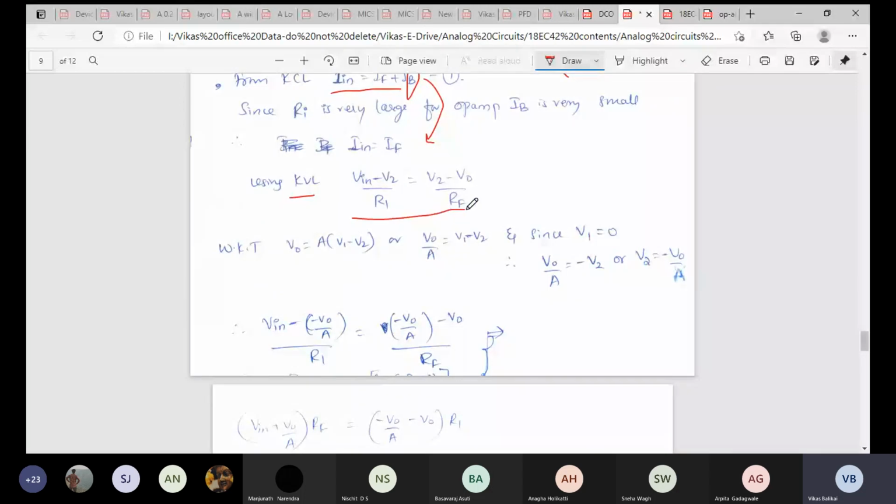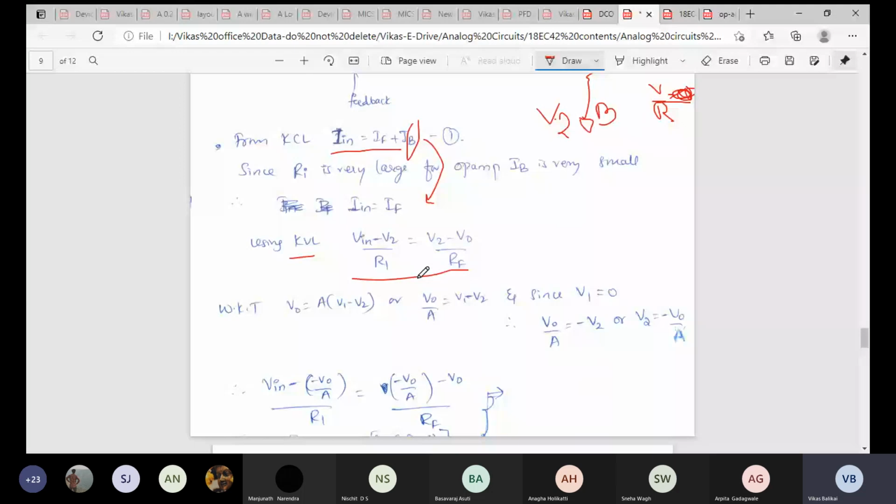Now this is my Kirchhoff's voltage law, where I am expressing I_in and I_F. Now let's try to simplify it and get an expression the way we have obtained the expression for the non-inverting amplifier or voltage series feedback amplifier.